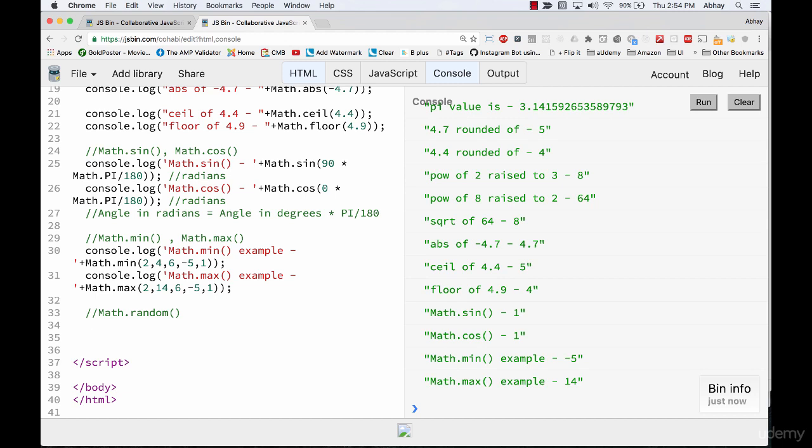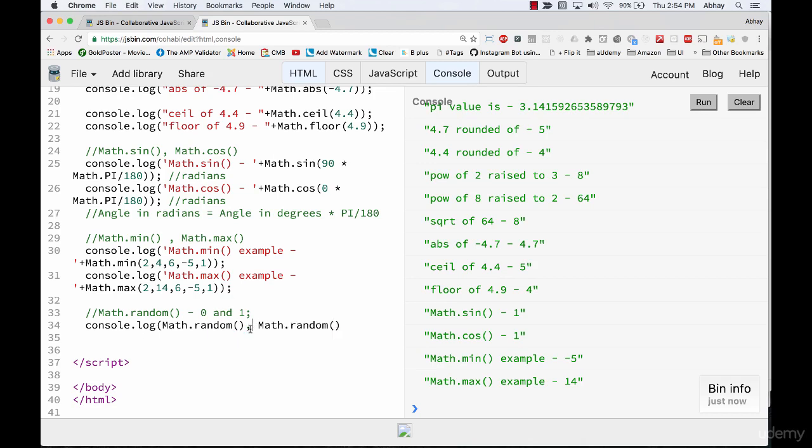Let's just see what math.random can do for us. So again, math.random returns a random number between 0 and 1. So you can expect any number between 0 and 1. And let's try to do console.log of math.random. Let's do it 3 times so we see that every time we call it, we get 3 different numbers.